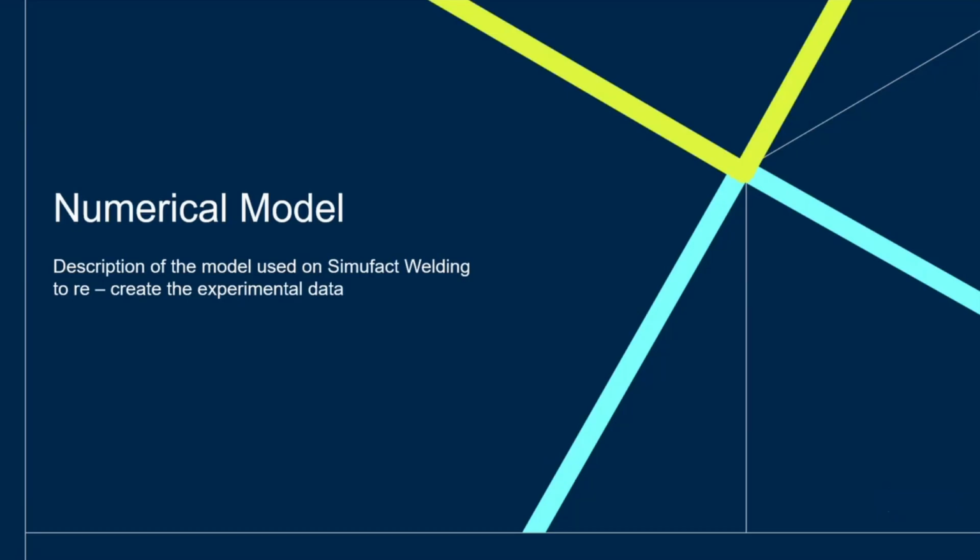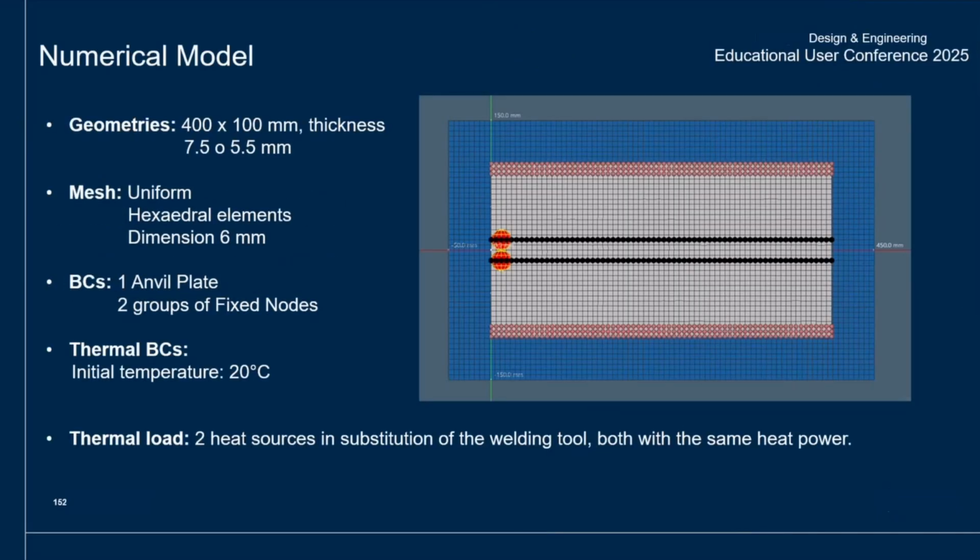In the next section of the presentation dedicated to the numerical model, I will describe how I tried to simulate the 3 friction stir welding tests illustrated before in the experimental data section inside the Simufact Welding software. First of all, I reproduced the geometry of the plates, but with reduced dimensions in order to shorten the computational time of each simulation. The mesh implemented for the plates geometry is uniform, composed of hexahedral elements with a characteristic dimension equal to 6 mm.